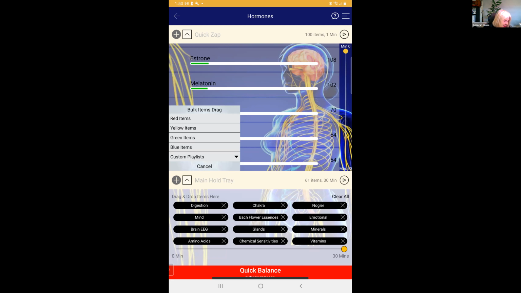I'm going to take all the reds and the blue items here. Okay, now that's quite a few items here. We got 61 items on the scanner now. So for the sake of argument, let's do a quick balance and see what the body says about all that.